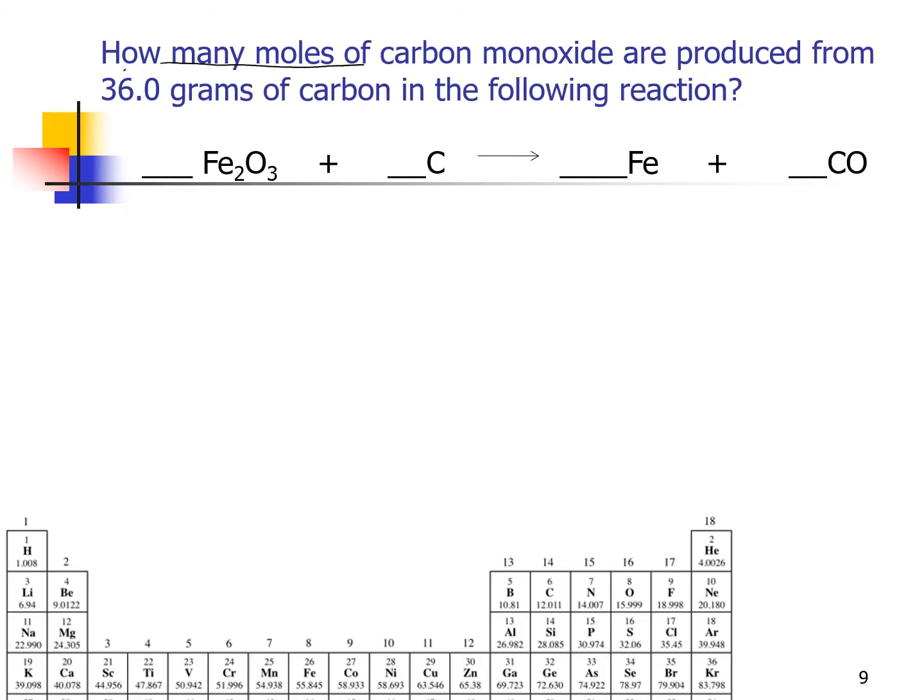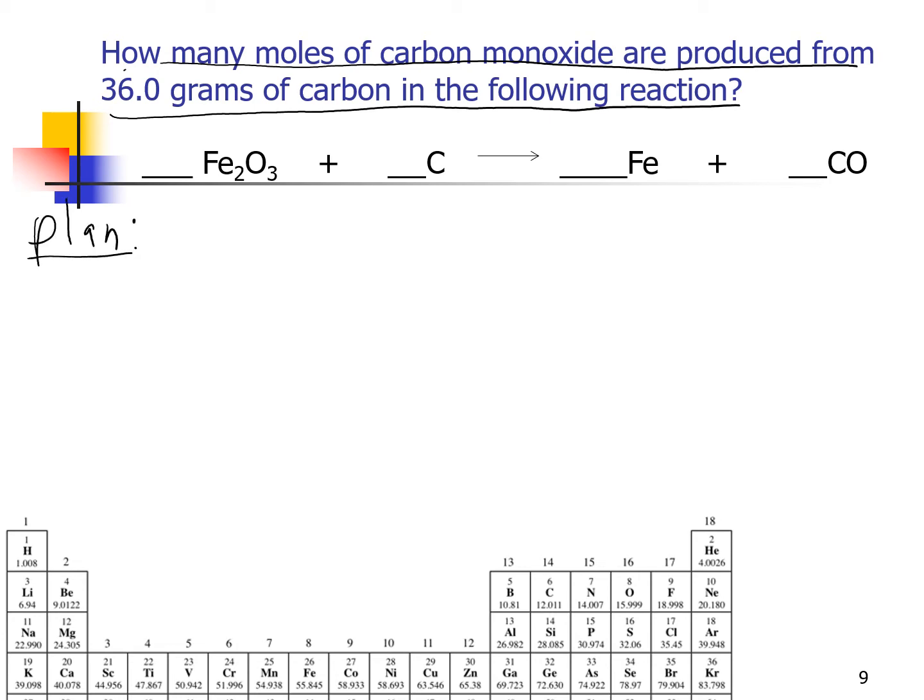How many moles of carbon monoxide are produced from 36 grams of carbon in the following reaction? We're going to start with the plan, which always includes what we are given, which is 36.0 grams of carbon. And what we're trying to find is moles of carbon monoxide. So let's go from grams of carbon to moles of carbon.